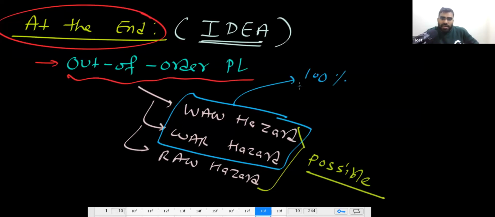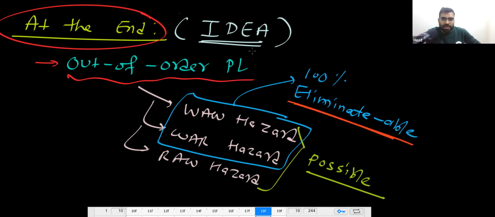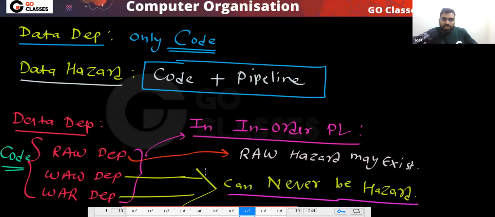100%, okay, eliminatable. Is that a word? I don't know. Eliminatable, but you understood what I'm saying. Okay. 100% eliminatable. Is this clear? They are 100% eliminatable. You can eliminate them. Okay. Here they are not even there.